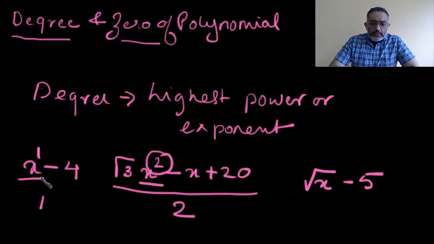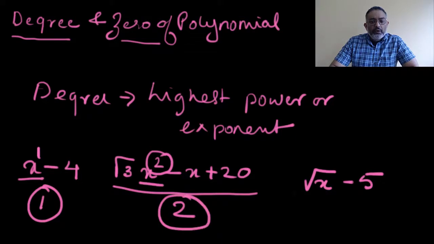Now this, as you know, is a linear polynomial because the degree is 1. This is called a quadratic polynomial because the degree is 2. We're going to see one more type of polynomial which is called cubic, where the degree would be 3. So there you have it. That is our introduction to how we identify the degree by looking at the highest power or the highest exponent.